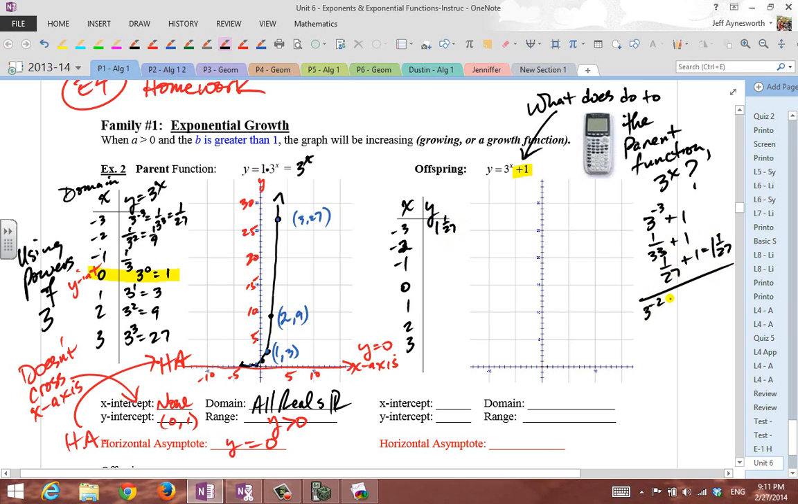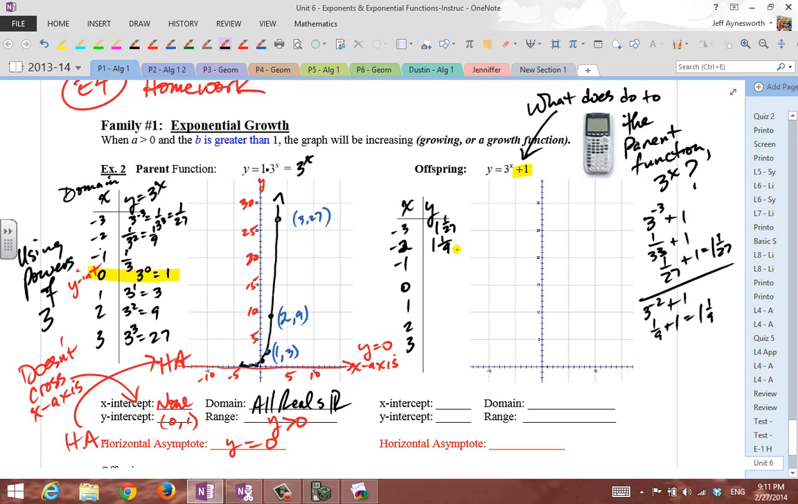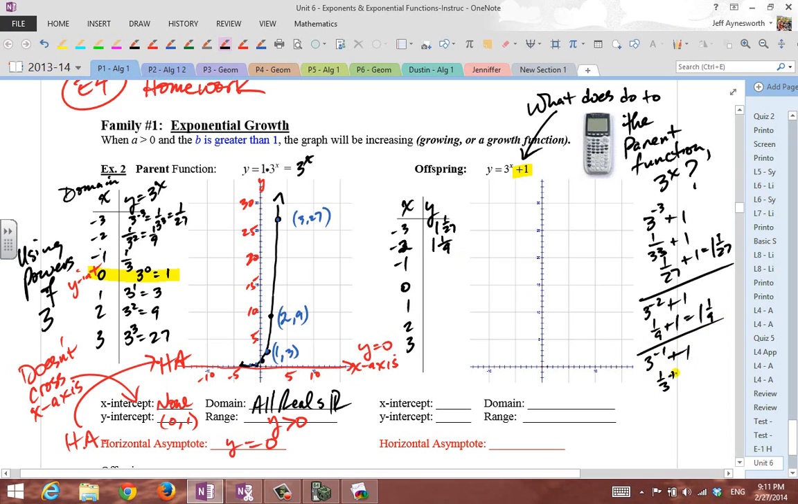3 to the -2 plus 1 is 1/9 plus 1, which is 1 1/9. So 1 and 1/9. Remember, this is a video, so if I go too slow, pause, and then play whenever you need to, okay? This is a video, so take advantage of it. All right, 3 to the -1 plus 1 is 1/3 plus 1, or 1 1/3. Let me write that better. 1 1/3. Got to think simple.